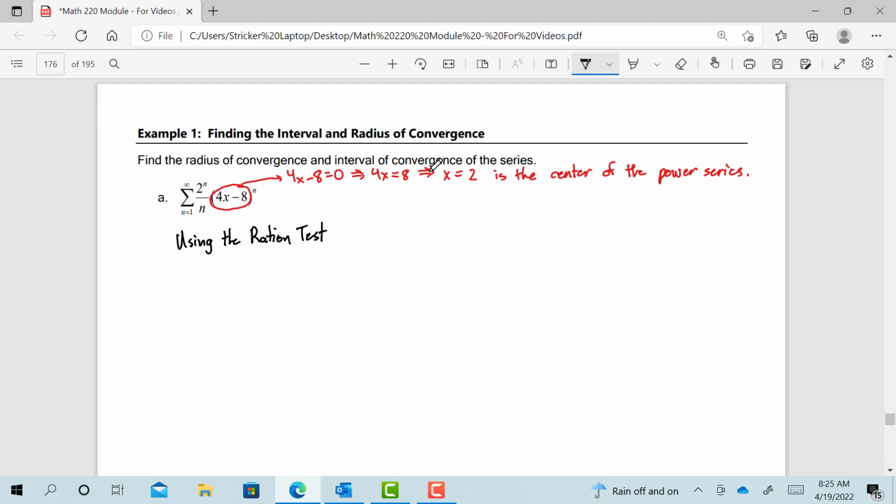We're going to go ahead and find the value of rho, which is a limit. Rho equals the limit of the absolute value of 2 to the n plus 1 times 4x minus 8 to the n plus 1 over n plus 1, and then times n over 2 to the n times 4x minus 8 to the n. That's a nice little review there of the ratio test. And so we now want to simplify this.